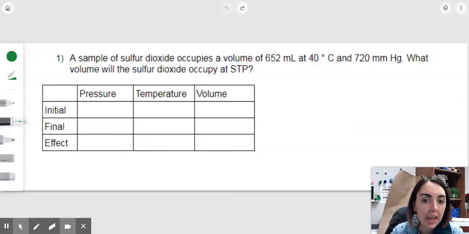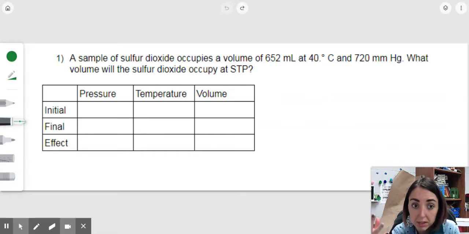Hey guys, so today we're looking at target 2.6, which is using the combined gas law to solve some math problems. So that means we're not just changing one variable, but we're changing two variables at a time, which is fine because we know how to change one variable at a time. So now we're just adding in that second variable, no big deal, we're just shoving them together. So let's take a look at this problem from your first worksheet and work it out.